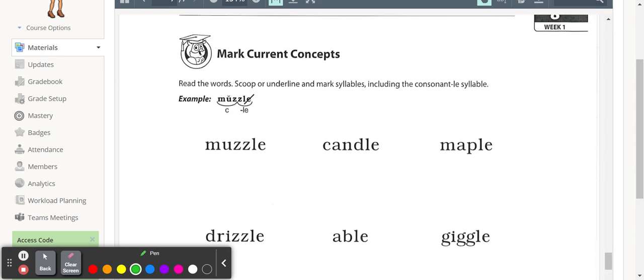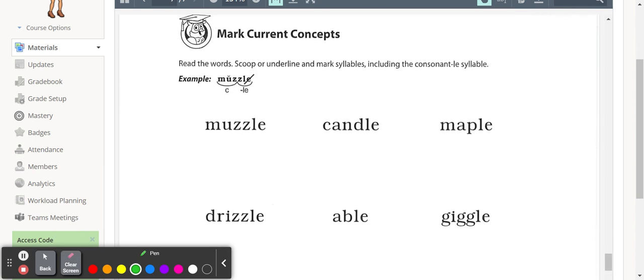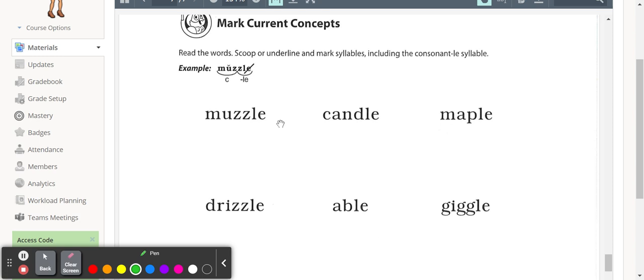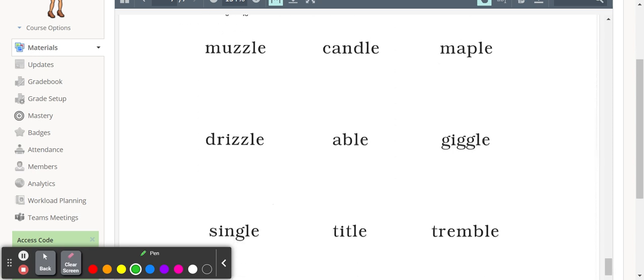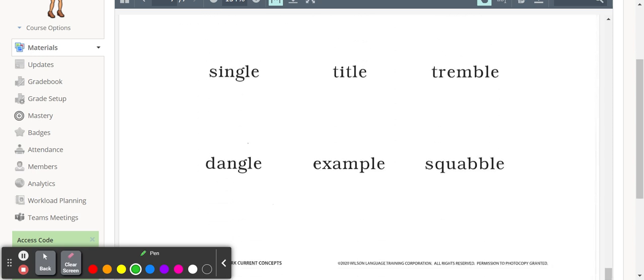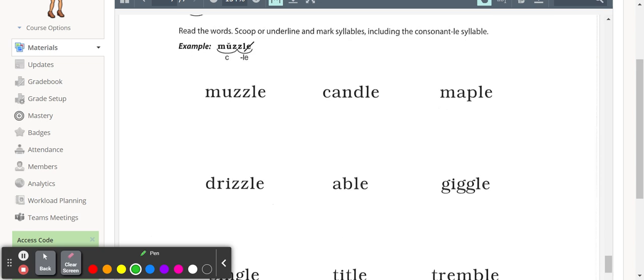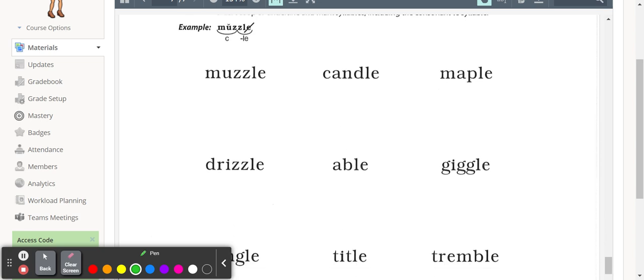Okay, the last page wants us to practice marking. We're going to read the words and scoop or underline and mark syllables, including the consonant LE syllables. Okay, I think all of these as I scooch down have consonant LE. So I am going to start up here. Now, it's funny because the example word is muzzle. So I don't think I'm going to repeat it. You know how to do it. Okay, the example's right there.